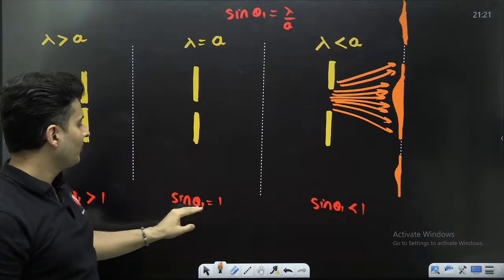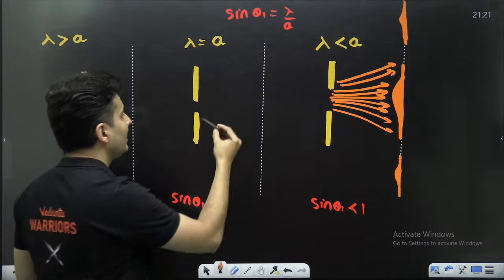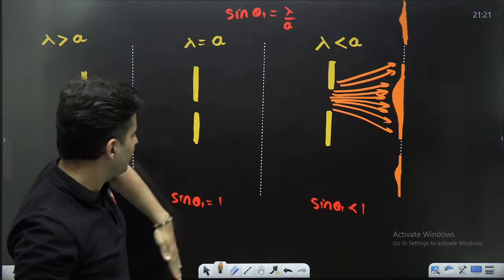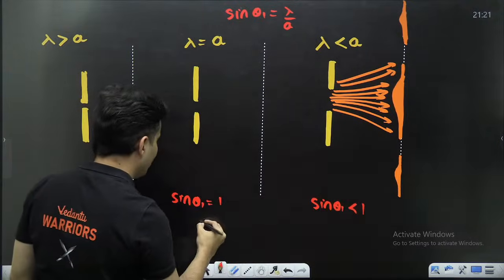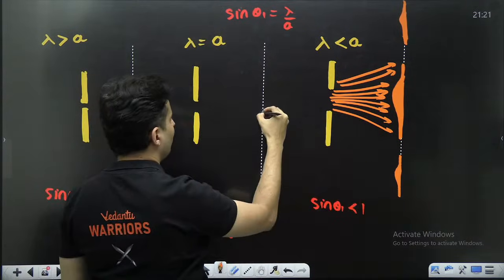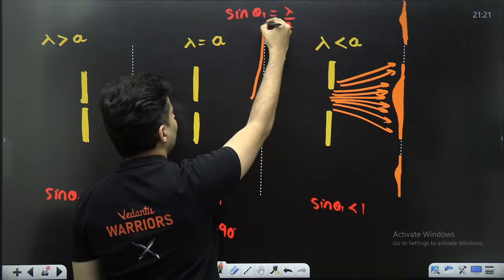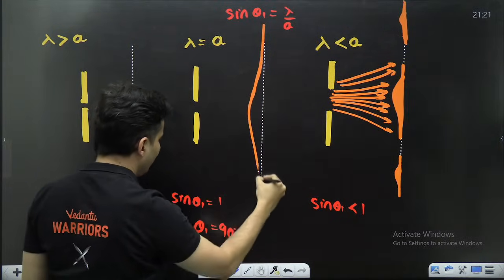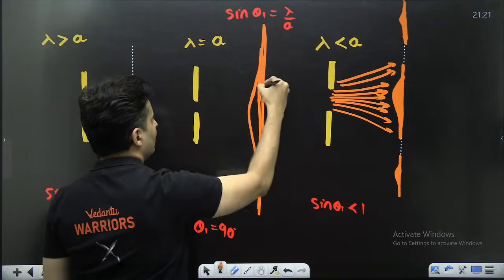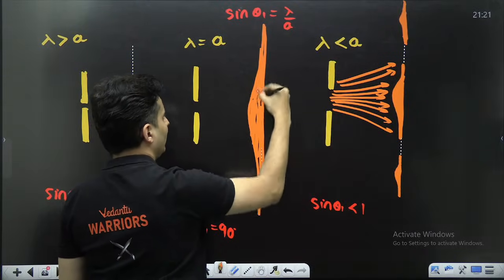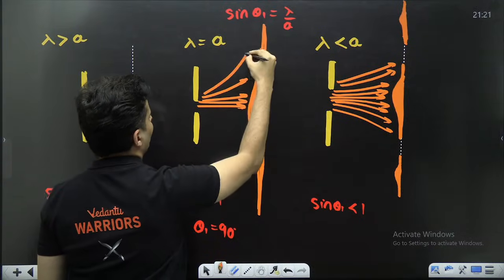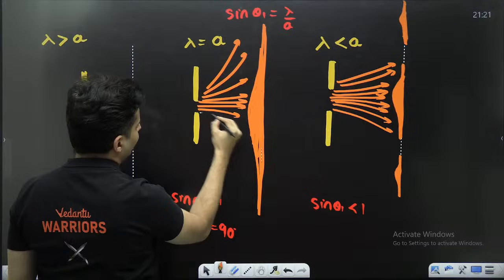When theta 1 is 1, that means the first minima is at infinity, at 90 degrees. Think about it. What does this mean? Theta 1 is 90 degrees. So the fringe pattern is really, really wide, something like this. What it also means is, yes, light went here, here and here, but it kept on spreading almost till infinity.